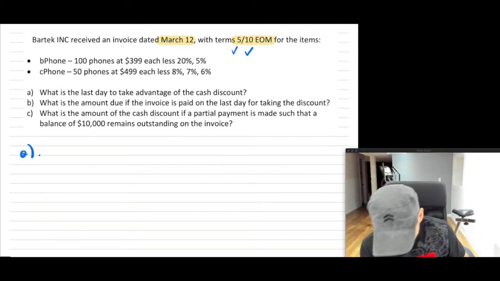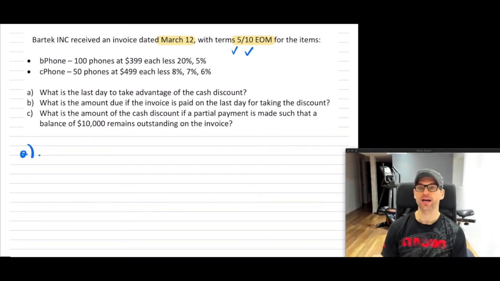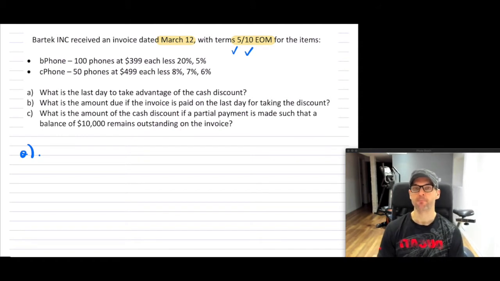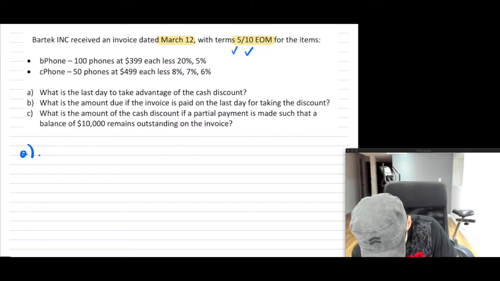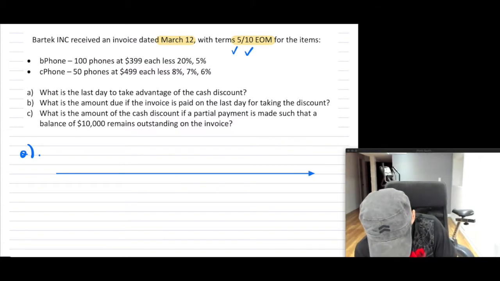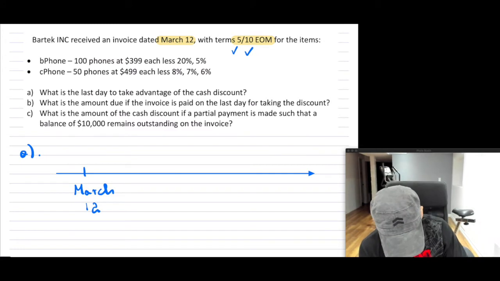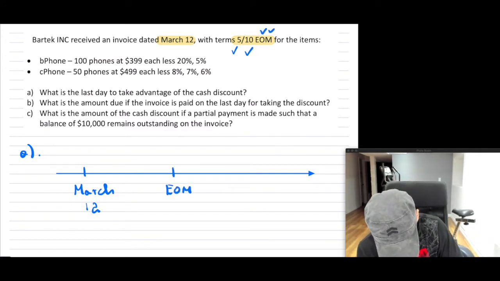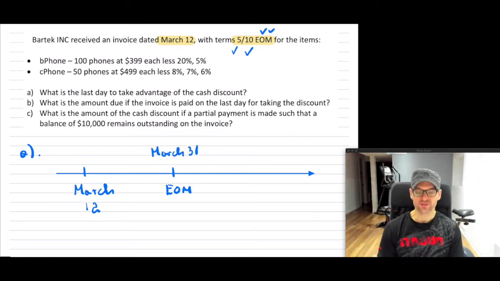So let's break this down. So I have my phones that I purchased, and part A says, what is the last day to take advantage? So here is a timeline. I receive the invoice March 12th. It is with terms at the end of the month. That would be March 31st. That's when I start counting.